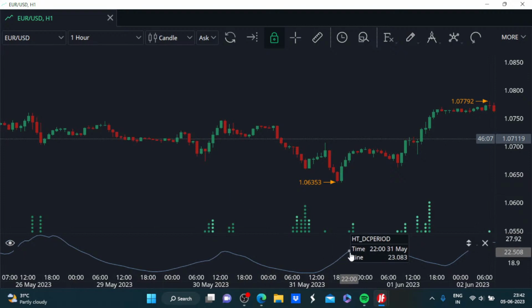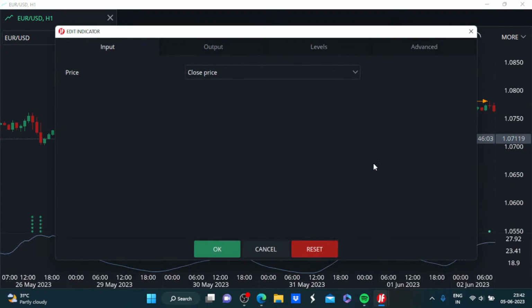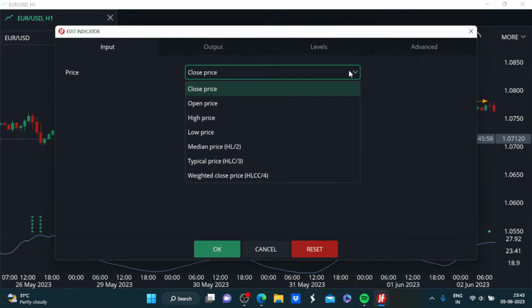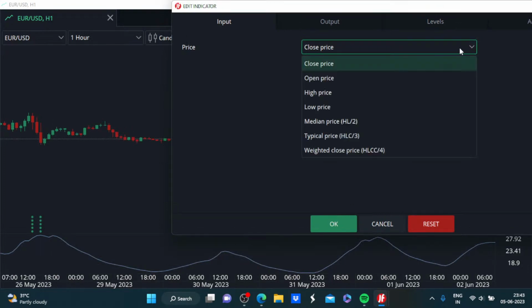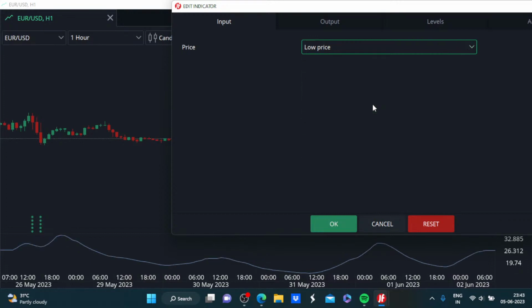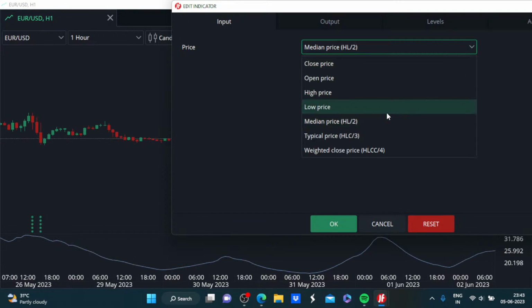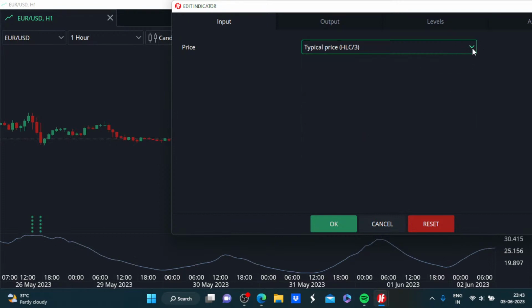And let us look at the editing panel. As I told you earlier, there is not much we can do in editing this indicator. All we can do is apply different types of prices. So one by one you can try out these different applied prices, and as you see, depending on the kind of applied price we are using, there is going to be a substantial difference in the way the plotting happens for the dominant cycle phase indicator.